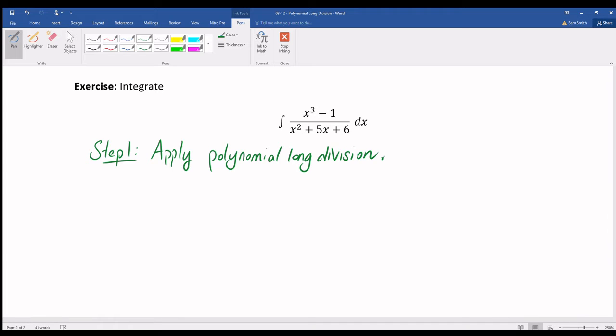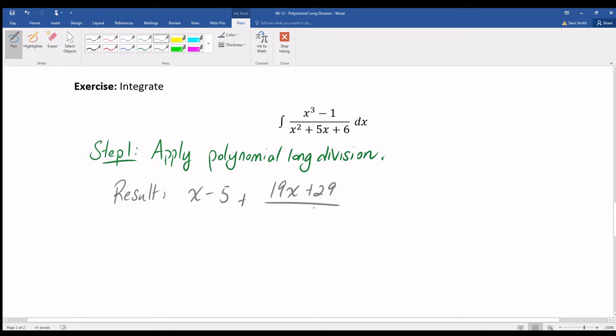Now, this is precisely the same rational expression as appeared in the previous video in this series. And so if you would like to know how to apply polynomial long division, you can go and review the previous video in this series. I'm just going to go ahead and say that the result of that from the previous video was x minus 5 plus (19x plus 29) over (x squared plus 5x plus 6).